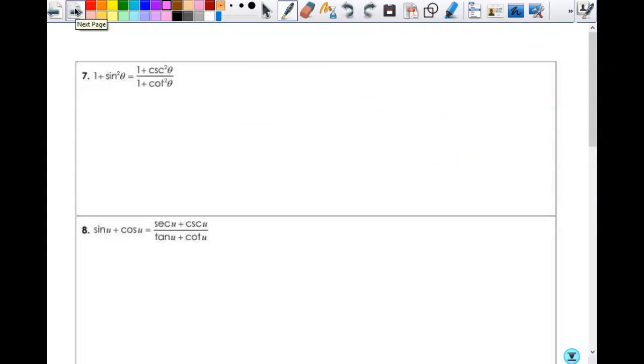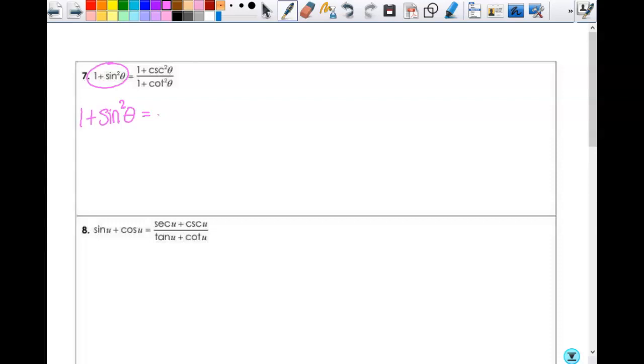All right. Which side looks more complicated? I agree. So let's start. We want to make it look like this. So we get 1 plus sine squared theta equals. Okay. So I have to decide what I want to do over here. I don't know that I want to go the quotient reciprocal route because I have those 1s in there. But let's figure out what would help us to substitute.